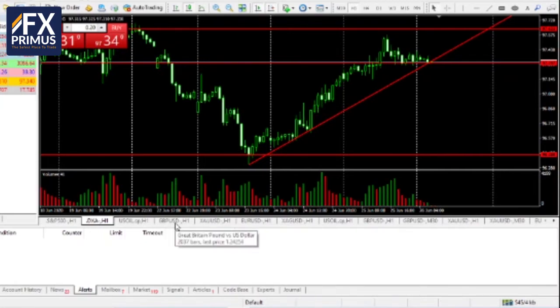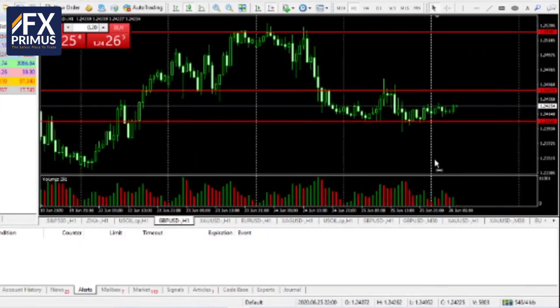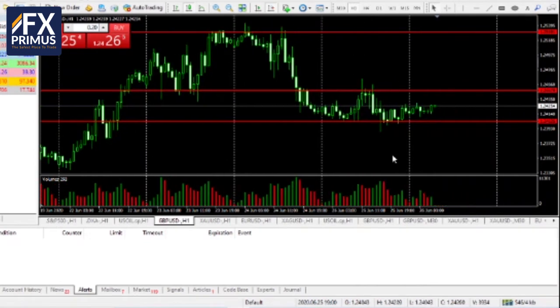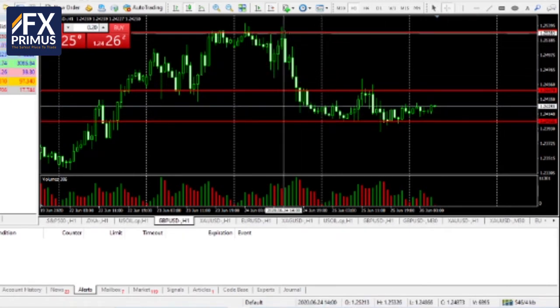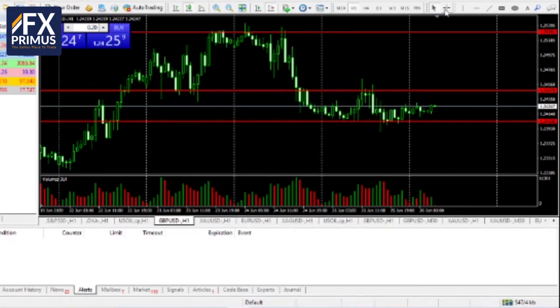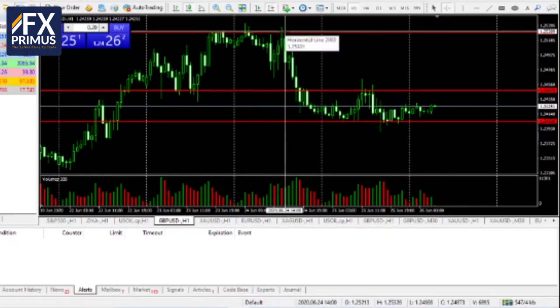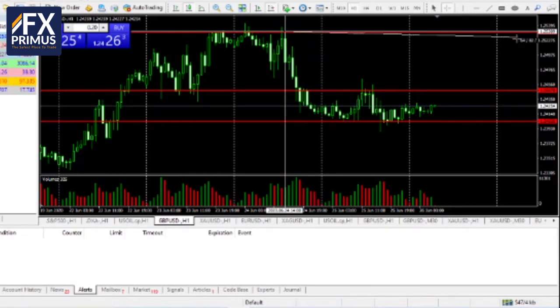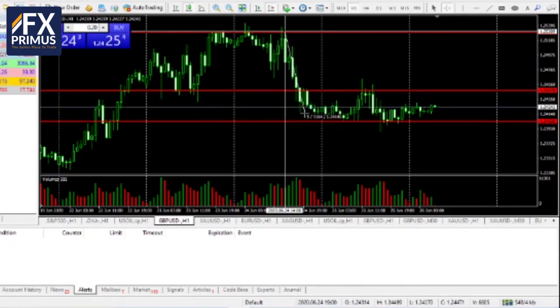So moving on to the UK pound. The UK pound was also largely consolidating yesterday. No major trends down or up. However, the sentiment was bearish on last Wednesday, which was 2 days ago. So 2 days ago it came down from a high of 1.2530 all the way to a low of 1.2415.